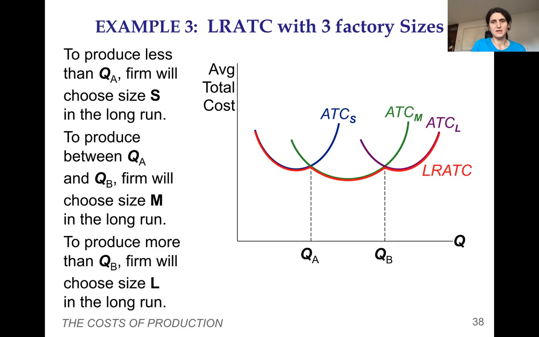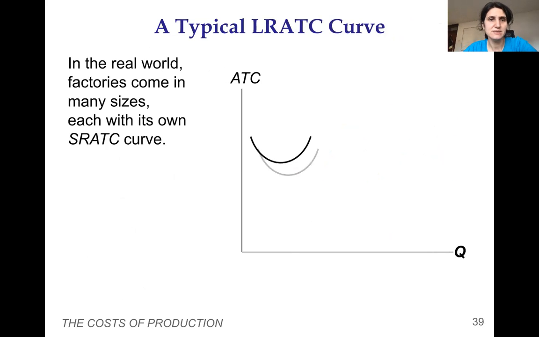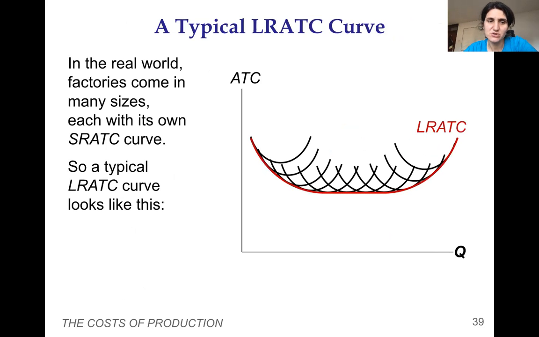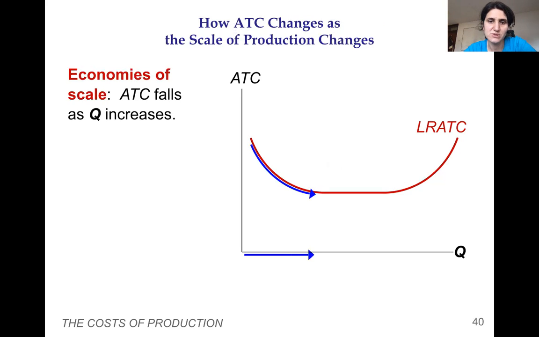Okay. And the long run ATC is the envelope of those short run curves. So if you combine all these curves, you obtain a long run average cost curve. In the real world, factories come in many sizes, each with its own short run average cost curve. And so a typical long run average total cost curve looks something like this. It is wrapping all of the short run average total cost curves. Okay, economies of scale.